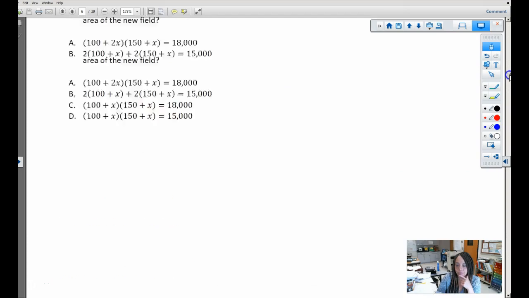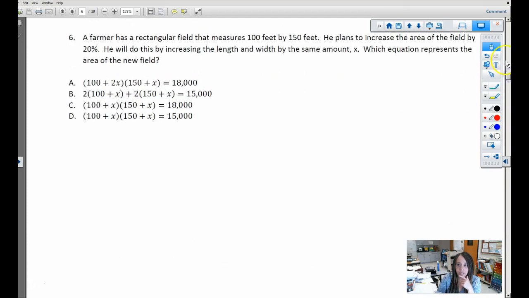Boom. All right, a farmer, oh, I like this question. Okay, a farmer has a rectangular field that measures 100 feet by 150 feet. I'm going to write that down first, so let me come over here. 100 feet by 150 feet. I don't know, it's not going to be too exact, okay? So 100 feet and 150 feet, not drawn to scale. So that much is what I know for sentence number 1.